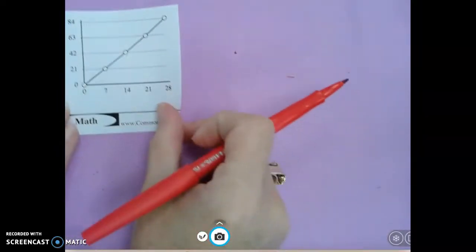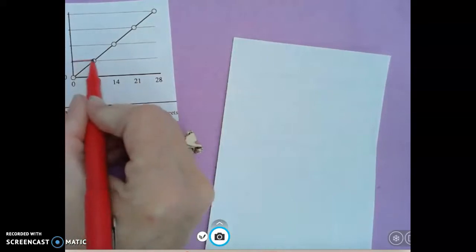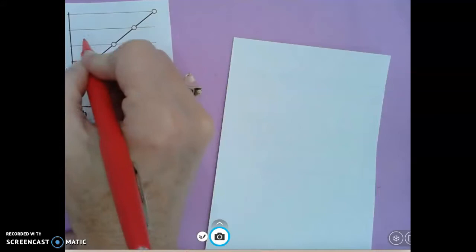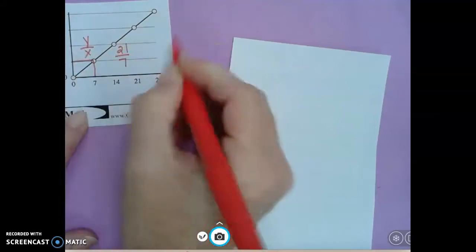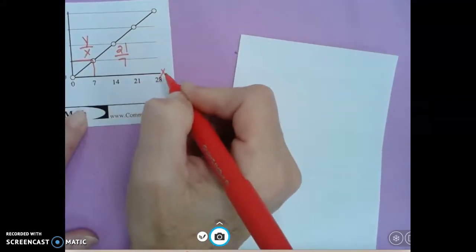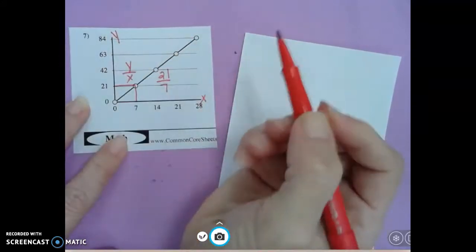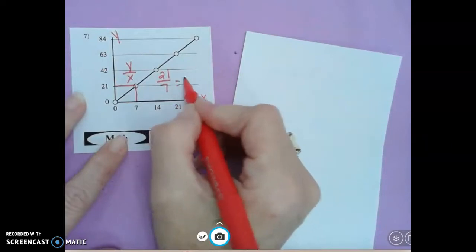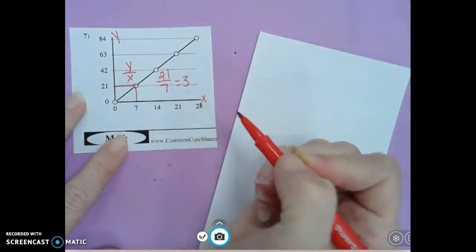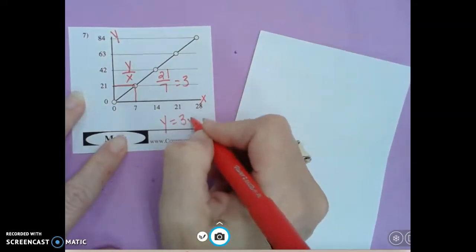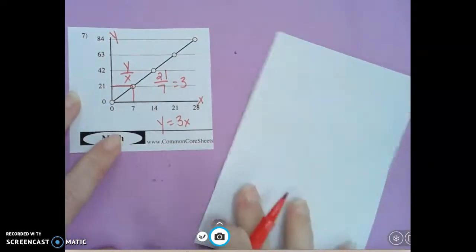Now, if we started with this graph, again, we look, if we do 21 divided by 7, remember it's y divided by x. This is the x-axis, and this is the y-axis. So our answer is going to be 3. So our constant of proportionality is 3. So y equals 3x.